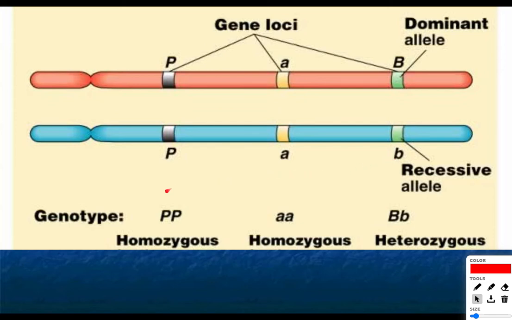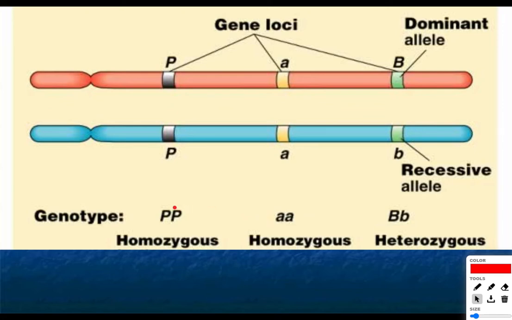Now the way that we start to describe all of the genes together is called a genotype. So if we describe both alleles for P, we would say capital P, capital P. For A, we would say lowercase a, and for B, it'd be capital B, lowercase b. So those are the genotypes, which is all the combinations of alleles for the specific gene.